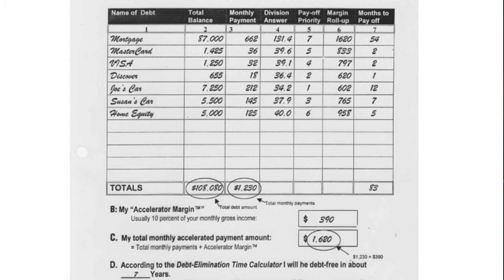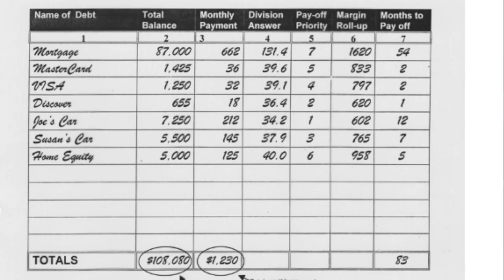All right. Are we there? We got it? Okay. So now what you're going to do is take the balance of that loan and divide it by the margin roll-up in column 6, and that'll tell you how many months it'll take to pay off that debt. Take the balance of the loan, divide it by the margin roll-up in column 6, and that gives you how many months it will take you to pay it off.